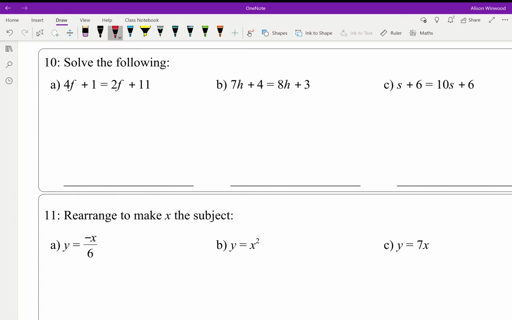The letters appear more than once, so move all the letters to the left, so subtract 2f. So I get 2f plus 1 equals 11. Opposite of add is subtract. Opposite of multiply is divide.